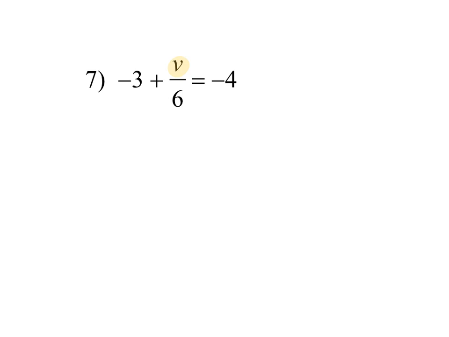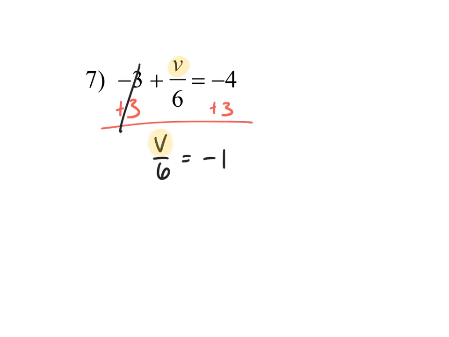Is everybody okay with why that is? All right. So you would add 3, add 3. You end up getting v divided by 6 is equal to, well, negative 4 plus 3 is negative 1.